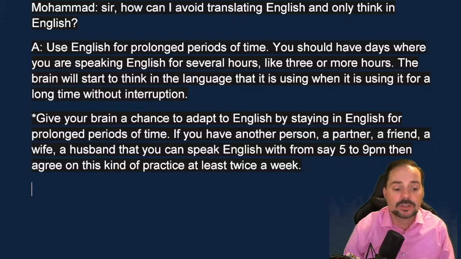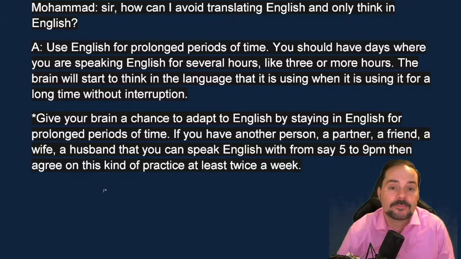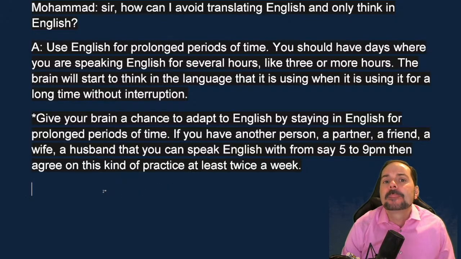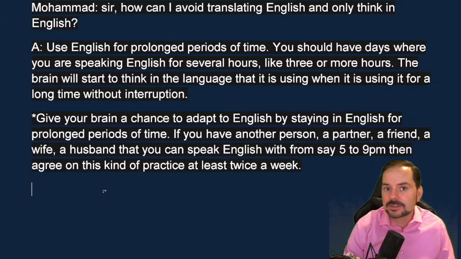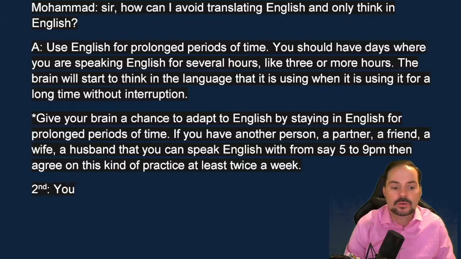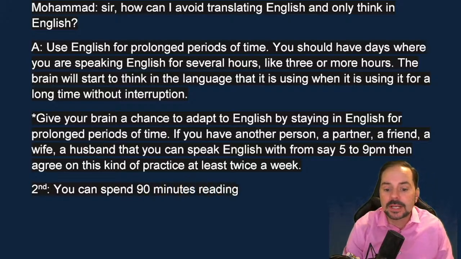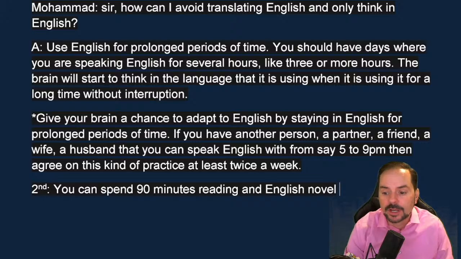Also, another way to train your brain to think in English instead of your first language or your native language is to read and write simultaneously. Okay, so that was the first answer. This is the second one. Okay, so second, you can spend 90 minutes reading an English novel, so not like, you know, a textbook, but an actual English novel, a story, okay?